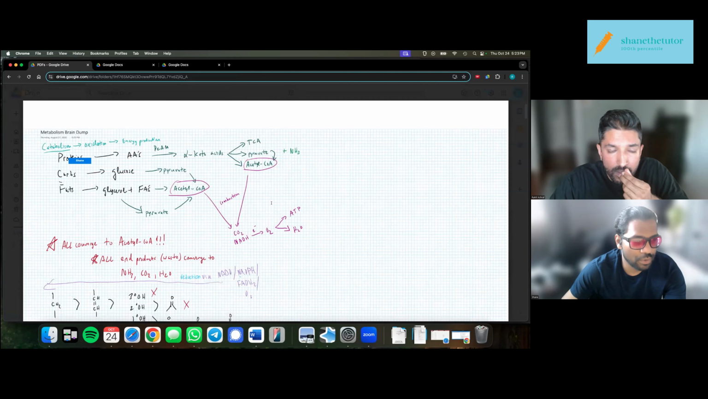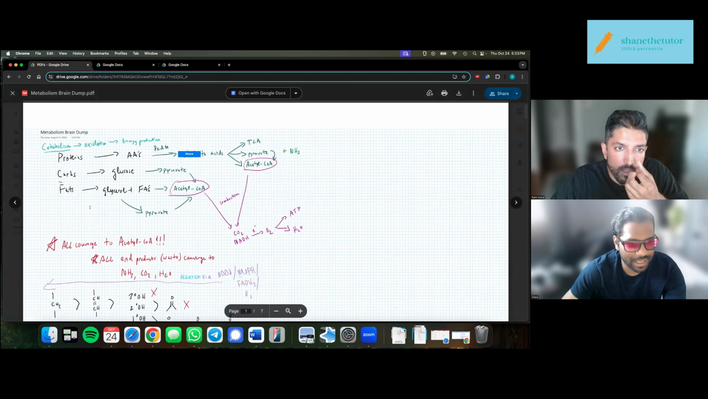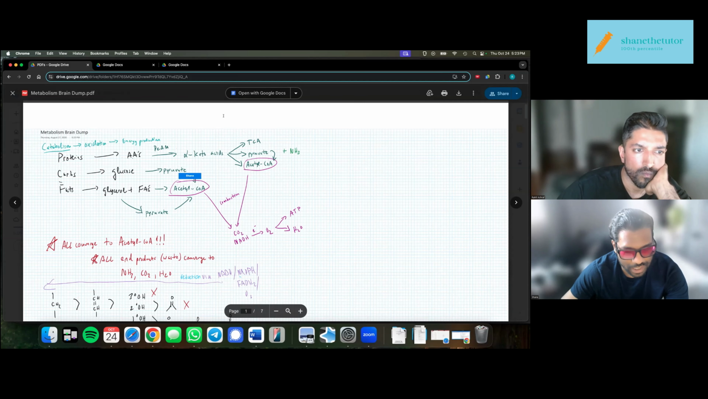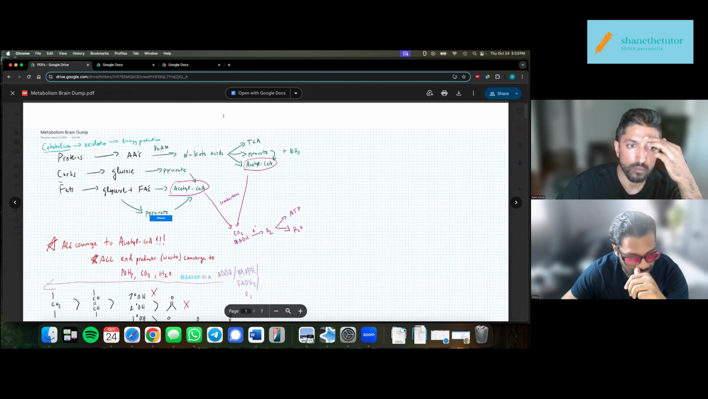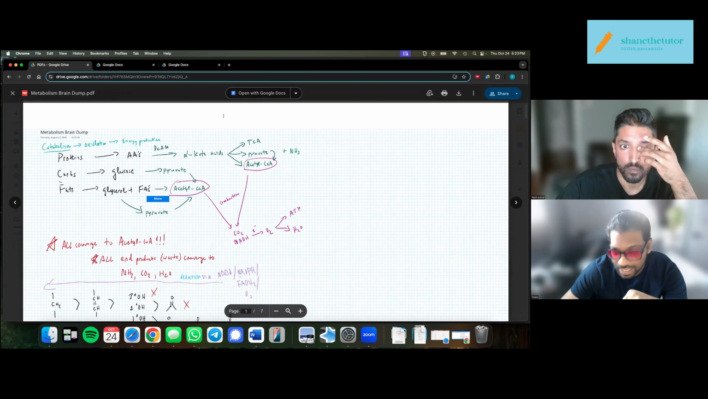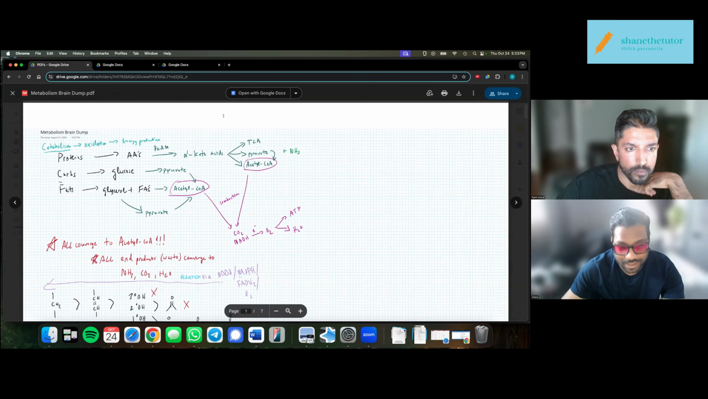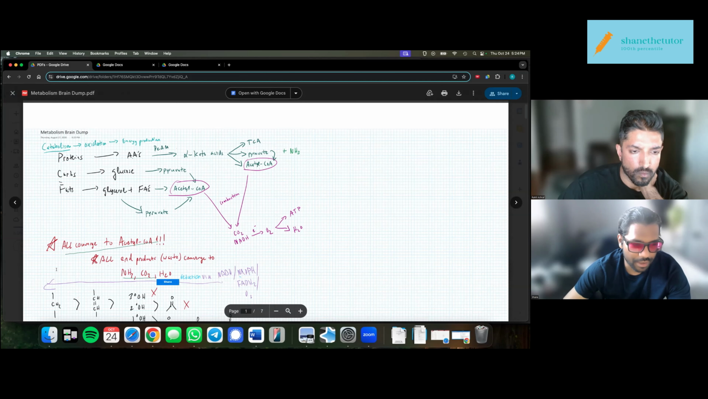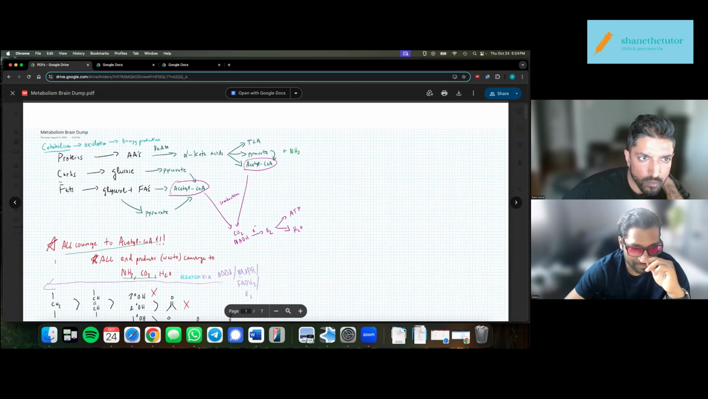So proteins break into amino acids and then get deaminated into alpha keto acids, which can then enter into the TCA, turn into pyruvate, or turn into acetyl-CoA. Carbs break into glucose, which breaks into pyruvate, which turns into acetyl-CoA. Fats break down into glycerol and fatty acids. The glycerol can break down into pyruvate and turn into acetyl-CoA. The fatty acids, when you do your beta oxidation, you end up getting acetyl-CoA. So I wrote here, all converge to acetyl-CoA. And all the waste products are ammonia, CO2, or water.